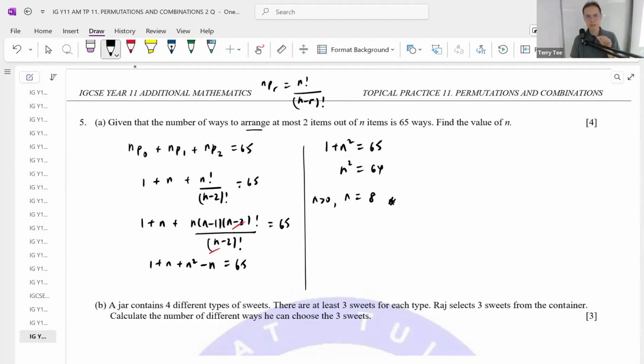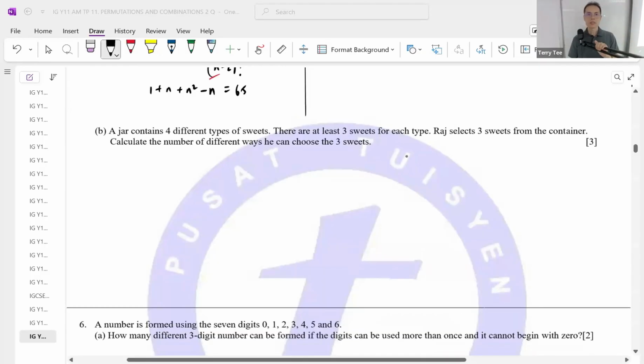No. N is the number of items. The number of items cannot be negative. Yeah, so we just take the positive value. N is 8. A jar contains 4 different types of sweet.